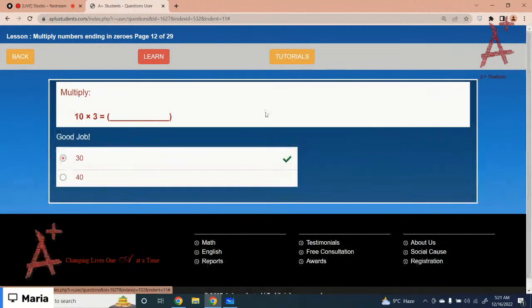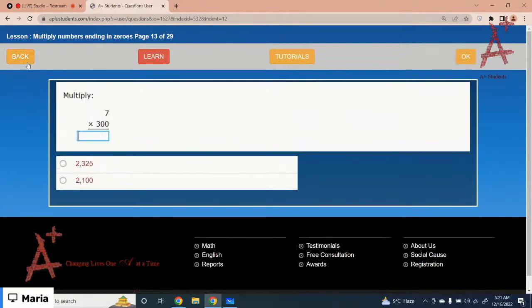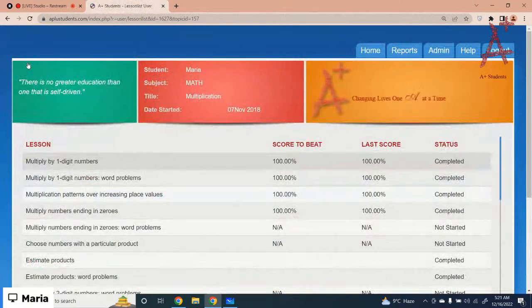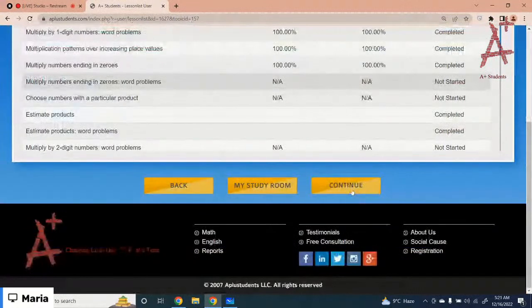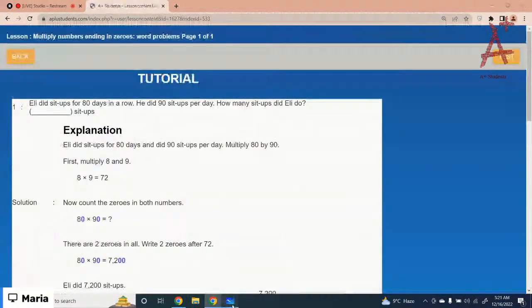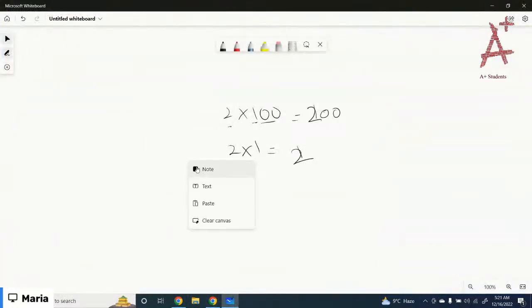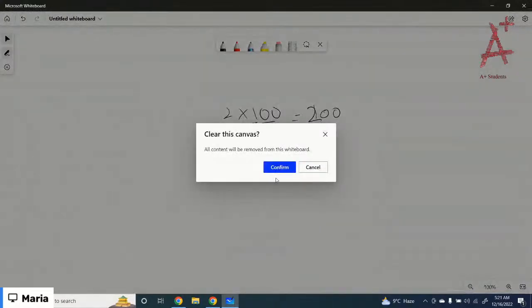Okay, you can complete the test by yourself later today. Let me just move on to the next topic. If you need more help with the lesson, you can contact any tutors on Skype. They are available from Monday to Friday, 5 to 9. Got it? The next lesson is multiply numbers ending in zeros word problems. The lesson is exactly the same as what we just did, but now we have word problems. Got it?